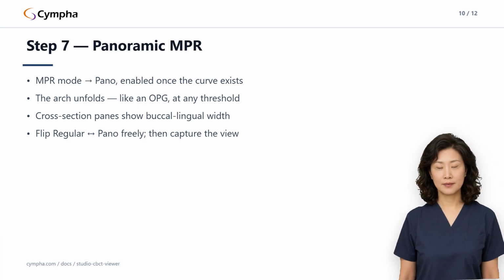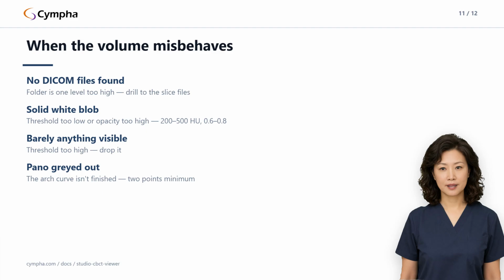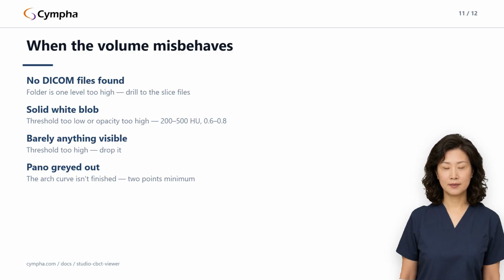Pick that folder. Next, the volume renders, but it's a solid white blob. The threshold is too low, so almost everything contributes, or the opacity is too high. Raise the threshold into the 200 to 500 band and drop the opacity to somewhere around 0.6 to 0.8. The mirror image complaint: the volume renders but you can barely see anything. That means the threshold is too high and only the densest voxels are contributing.